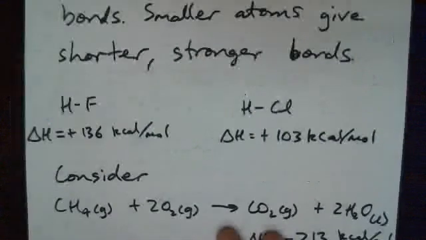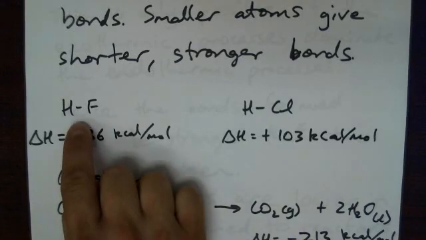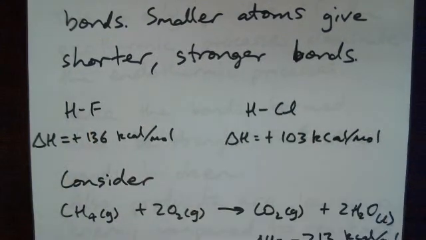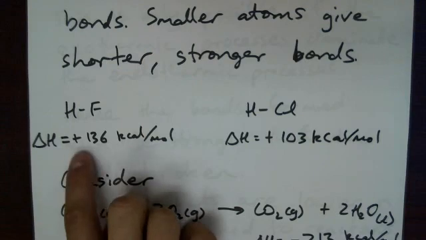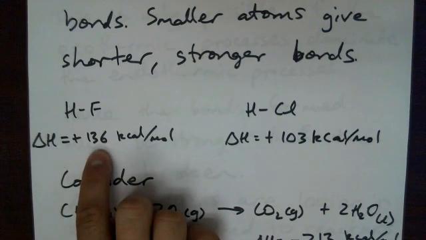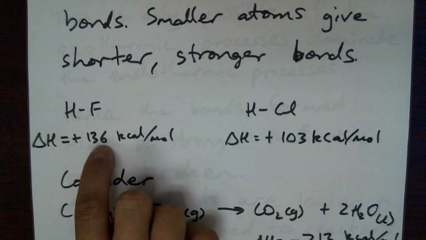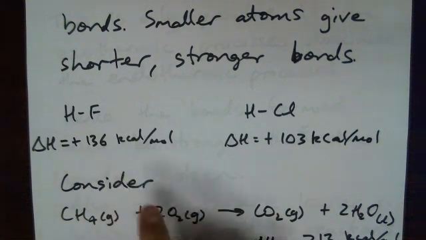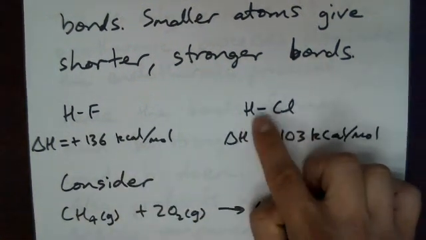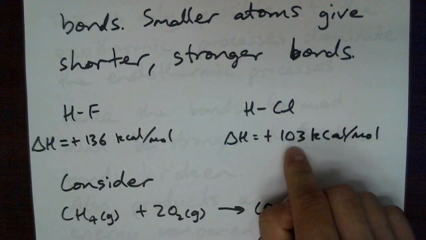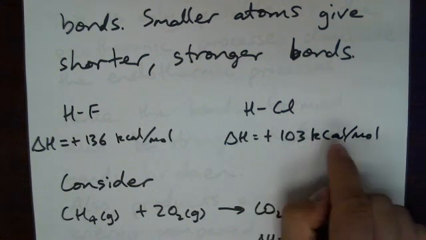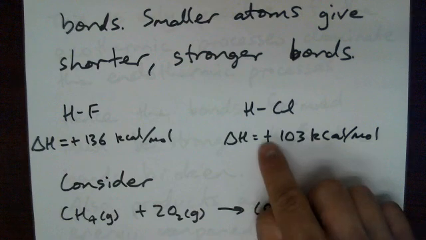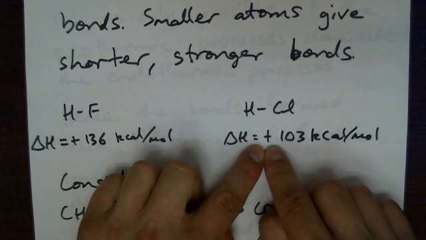So we have a look at an example here. If you compare hydrogen fluoride with hydrogen chloride, you'll see that hydrogen fluoride has a delta H of plus 136. That means that's how much energy I would have to put in to cleave that bond. So it's 136 kilocalories per mole. To cleave the hydrogen chlorine bond would have to be 103 kilocalories per mole. Notice how this is the positive of the sheet we had just before.